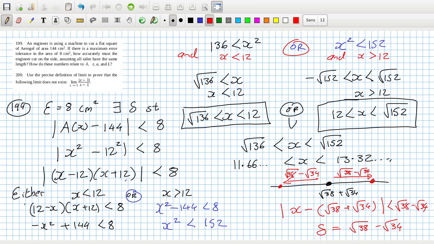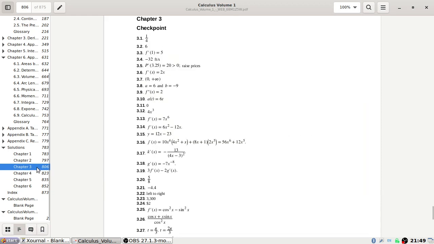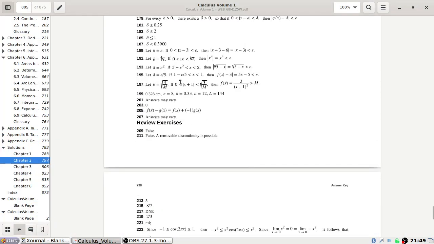I don't know what the answer is. Oh, they kept it as decimals. I didn't need to be so precise. Epsilon 8, delta 0.33. A is 12 though, L is 144.